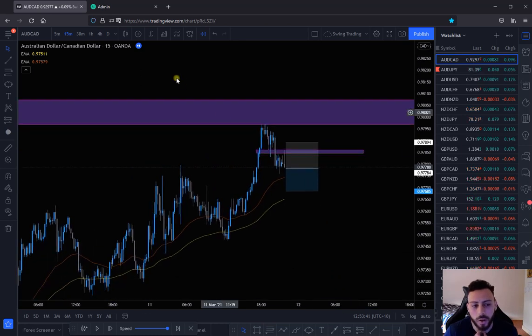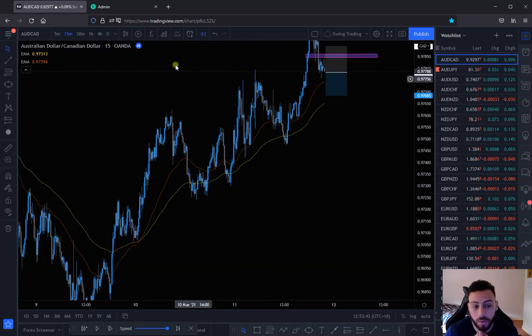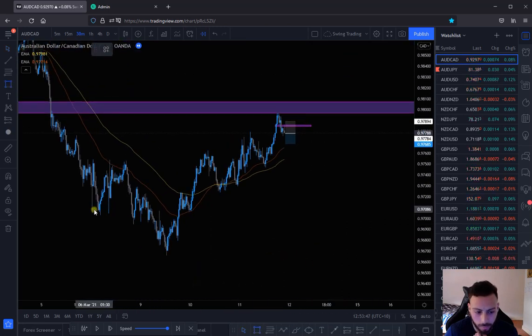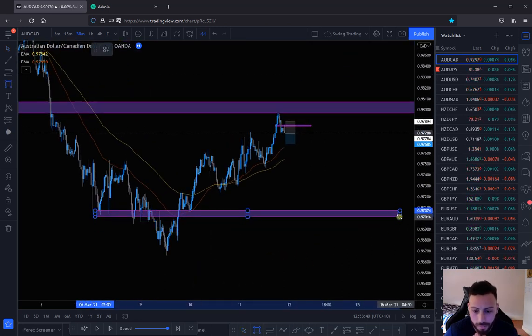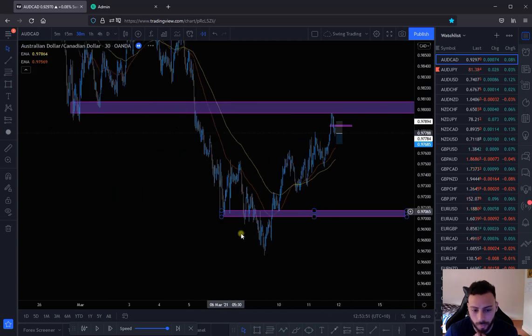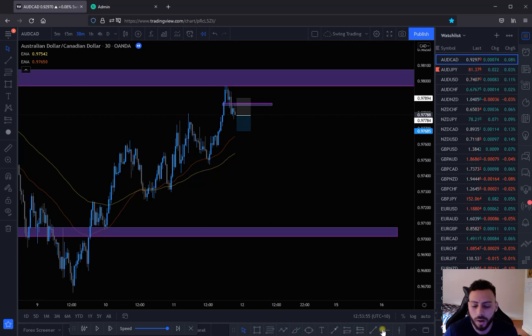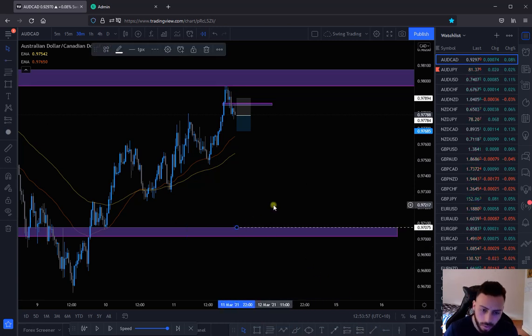Most people always take profit at the next key level. The next key level would realistically be down here, because that's where price is going to pull back to. But you don't have to just have one take profit here. So if I enter the AUD/CAD sell position, I can enter three times, 1, 2, 3. And it allows me to have three different positions.